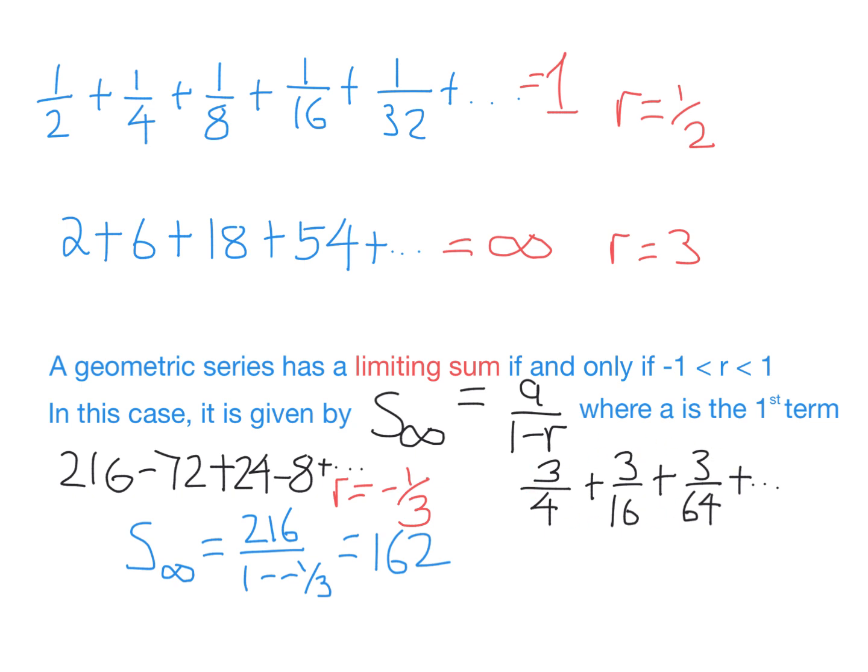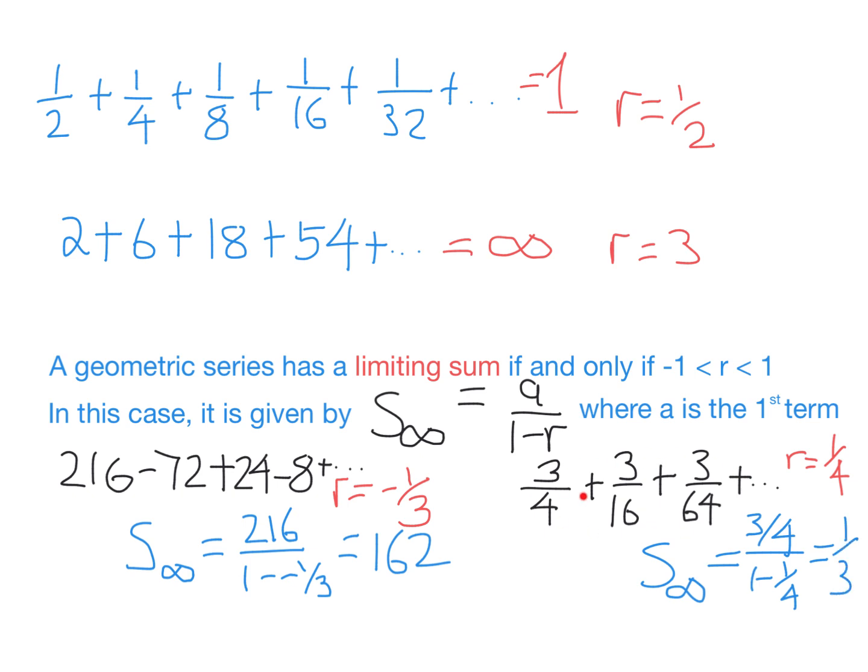This geometric series has a limiting sum as well. We can tell that by finding the value of R. If you don't know R, take any term and divide by the previous term. So here the value of R is actually 1/4. So there will be a limiting sum. That means if you add infinitely many terms of this series, it will be equal to the first term divided by 1 minus the common ratio. So again, you can use your calculator. That just gives you 1/3.